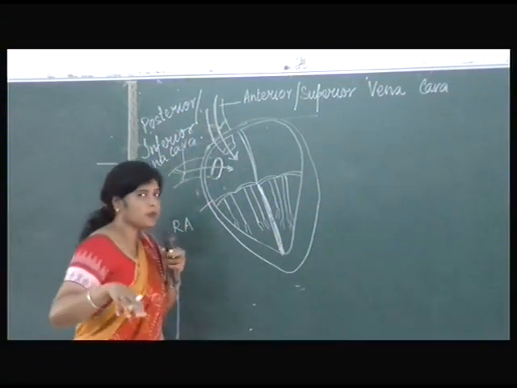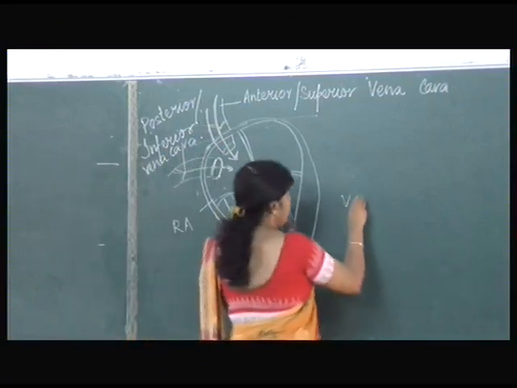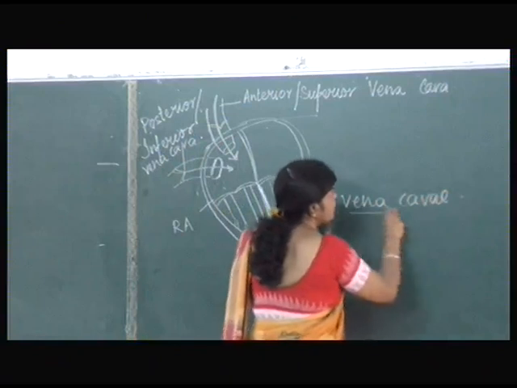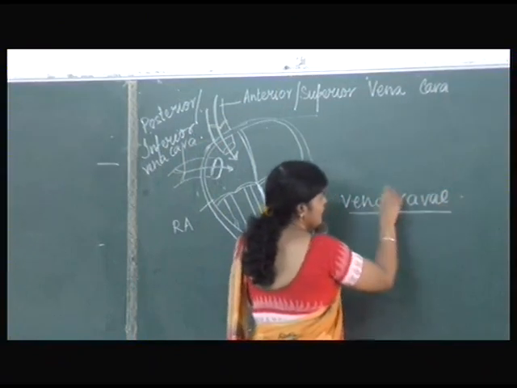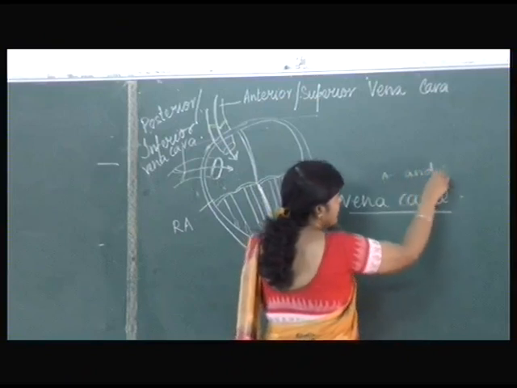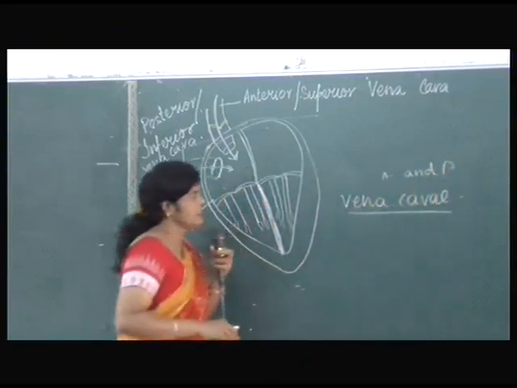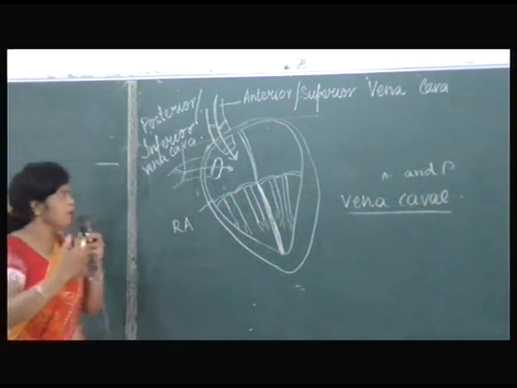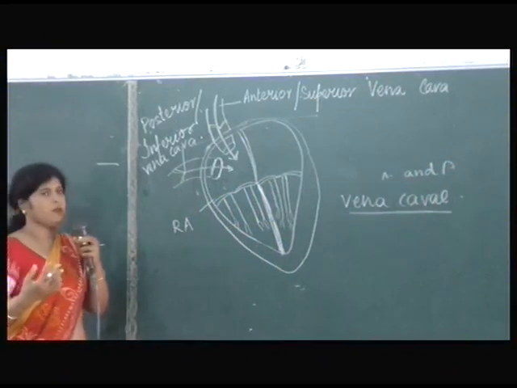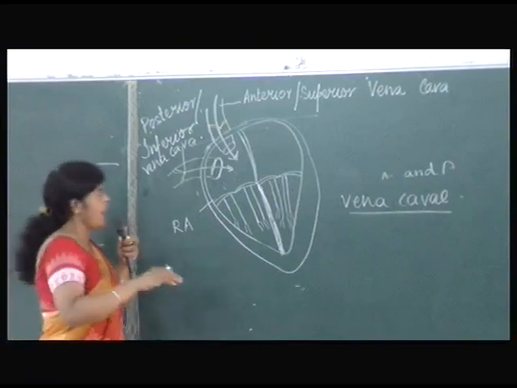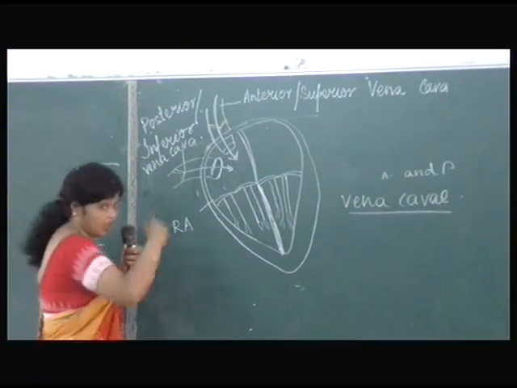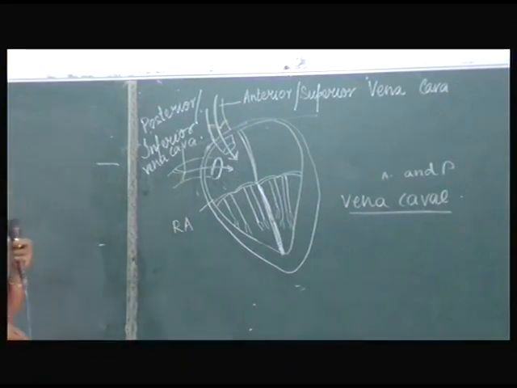So vena cava is vena cavae. Vena cavae is the plural term. How do we write it? Vena cavae. This is the plural term. Why are we calling it that? It includes both the anterior and posterior vena cava. Is it clear? So the vena cavae bring deoxygenated blood from different parts of the body into the heart, except for the lungs. Lungs are excluded. We will come to why lungs are excluded.